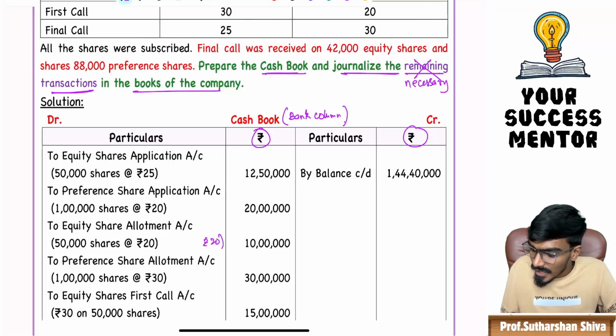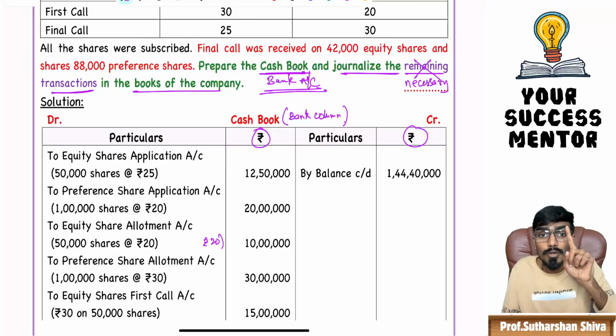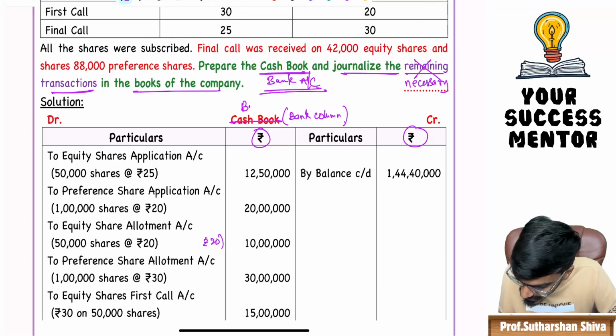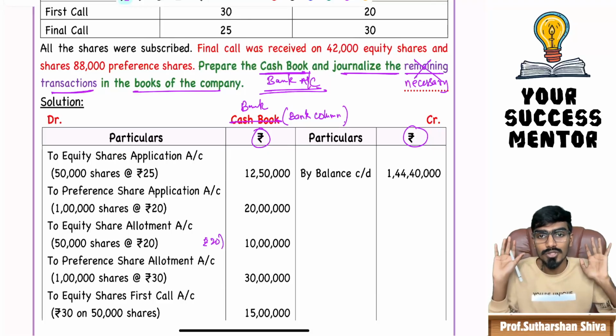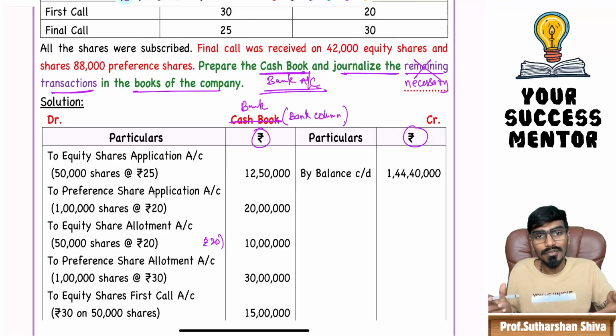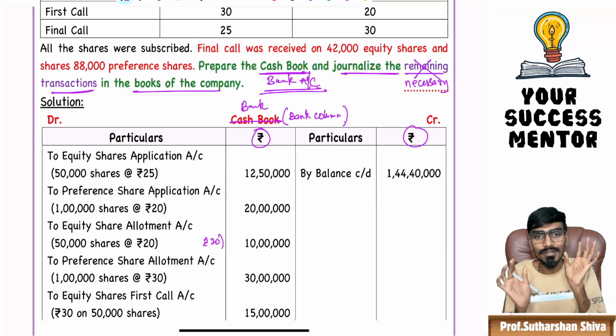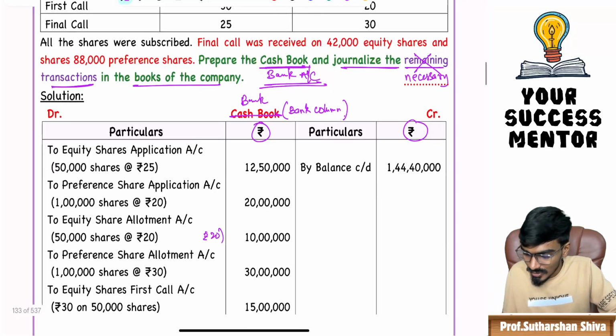Similarly, instead of saying cash book, they may say prepare a bank account. If they say prepare a bank account, then don't write the word cash book, just write the word bank and put the same postings. Are you able to understand? This is with respect to equity shares and preference shares. Equity shares have the same entry, preference shares also the same entry. Just instead of equity, you change the word to preference. Are you able to understand?